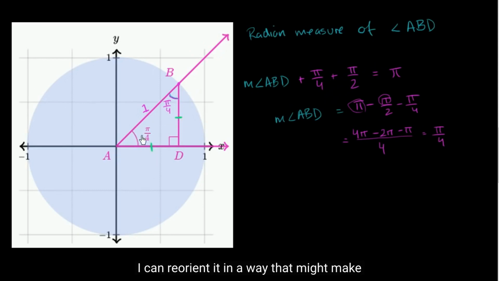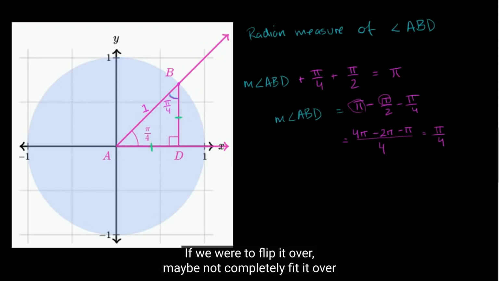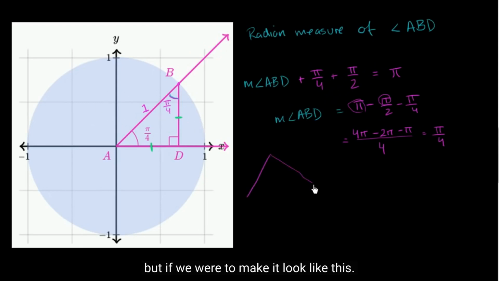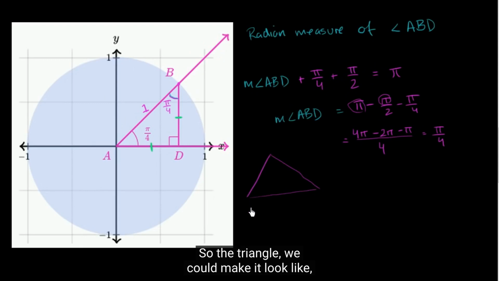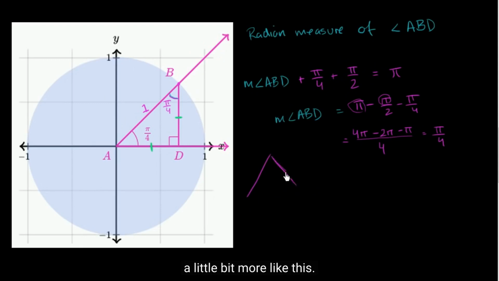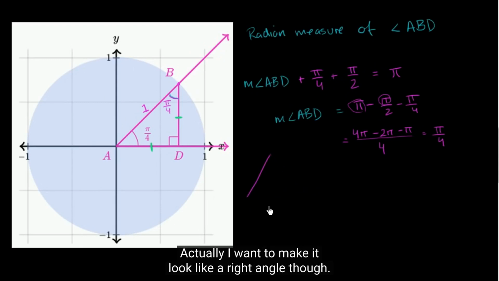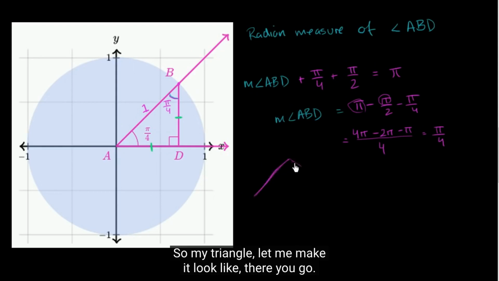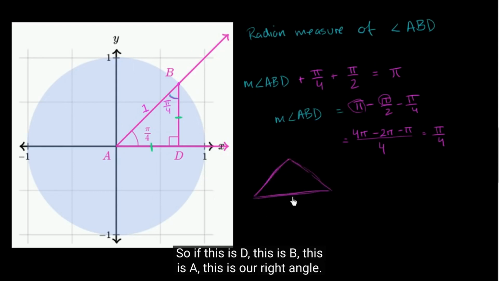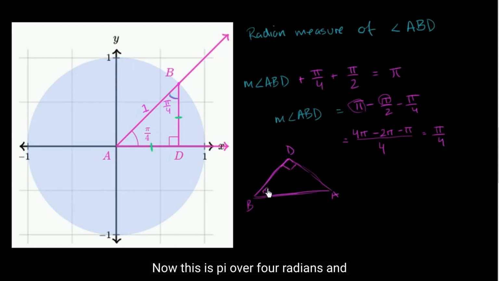I can reorient it in a way that might make it a little easier to realize. If we were to flip it over, not completely, but make it look like this. Actually, I want to make it look like a right angle though. So my triangle, let me make it look like, there you go. So if this is D, this is B, this is A, this is our right angle. Now this is pi over 4 radians, and this is also pi over 4 radians.